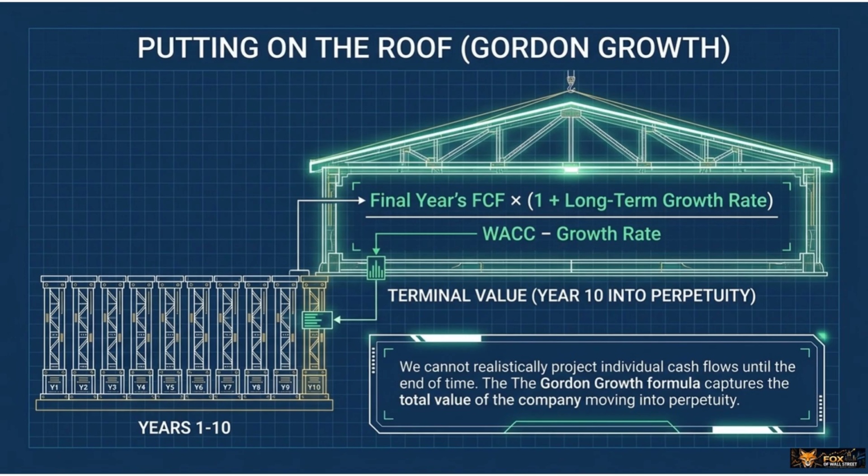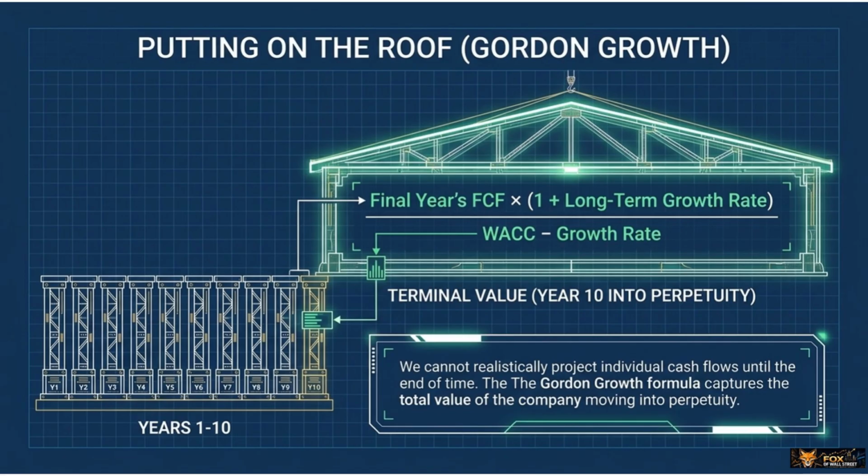Section 4, Terminal and Enterprise Value, Putting on the Roof. So obviously, we can't realistically project a company's individual cash flows year by year until the end of time, right? We need a way to value the company beyond our 5 to 10-year window. This brings us to the terminal value. We calculate this using the Gordon growth formula.